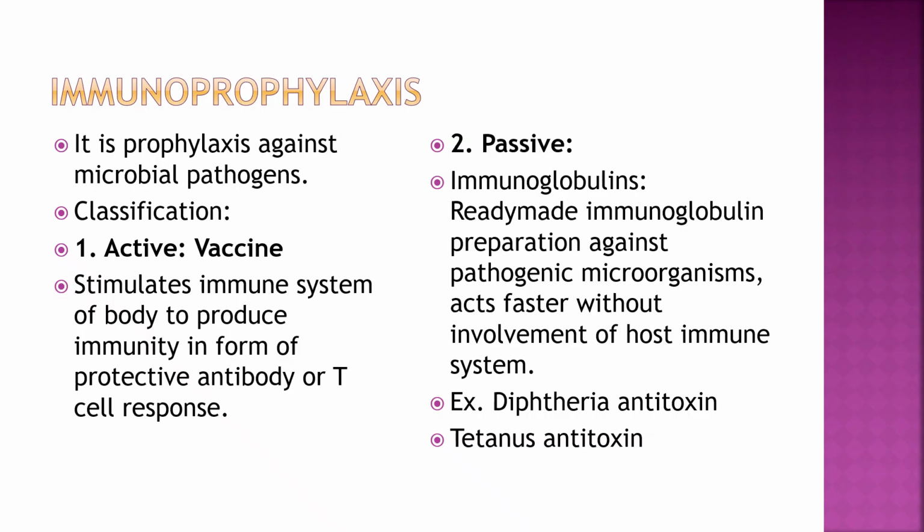Active immunoprophylaxis is usually given in the form of vaccine. What is the role of vaccine? It stimulates the immune system of the body to produce immunity in the form of protective antibody by B cells or T cell response. And passive is given by immunoglobulins, which are ready-made immunoglobulin preparations against pathogenic microorganisms. They act faster, without involvement of the host immune system. That is passive. An example is diphtheria antitoxin or tetanus antitoxin.